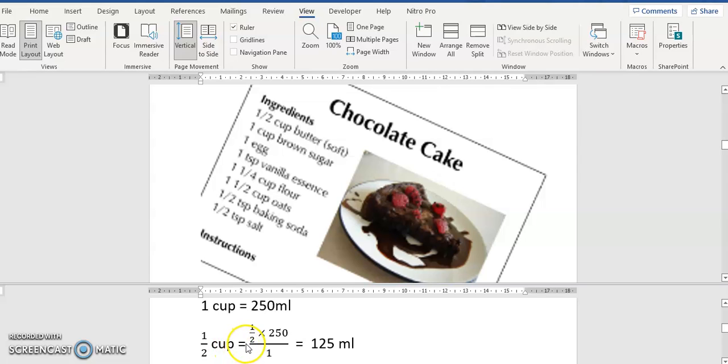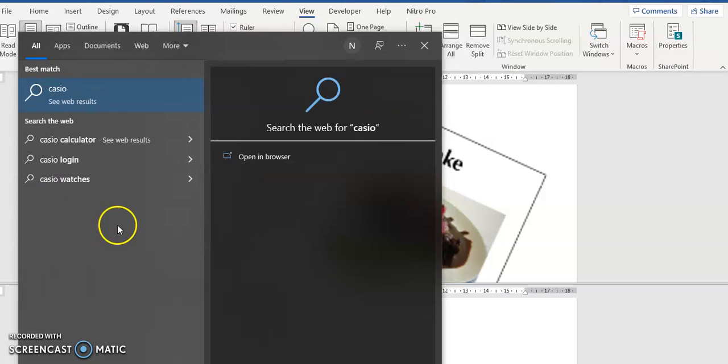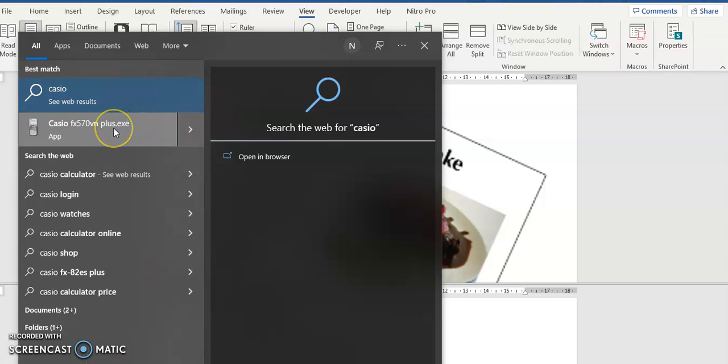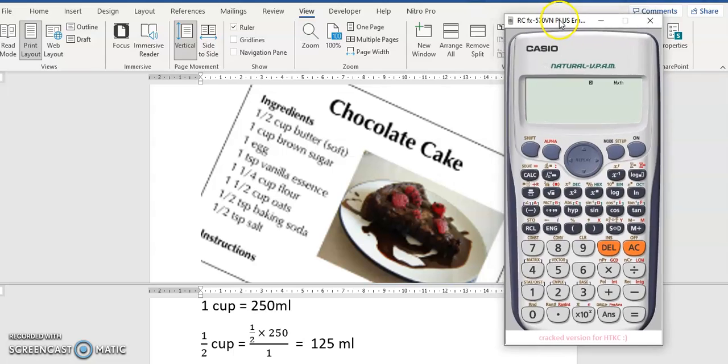What would that be? We cross multiply. So this half will multiply 250, then you divide by 1. Cross multiply. This will multiply that. Then you divide by what? 1. Okay. Use your calculator. Let's get our calculator. Where is my calculator? Yeah, here you are. Okay, so our calculator is ready.